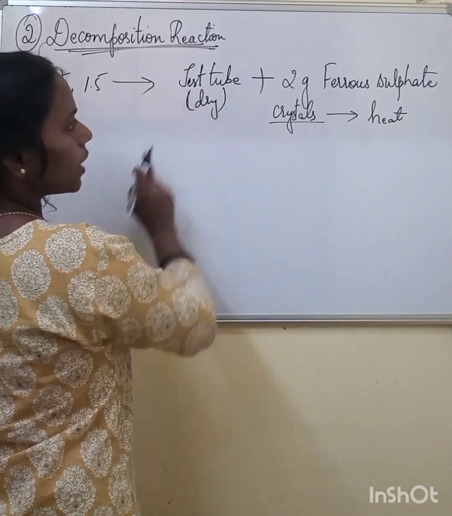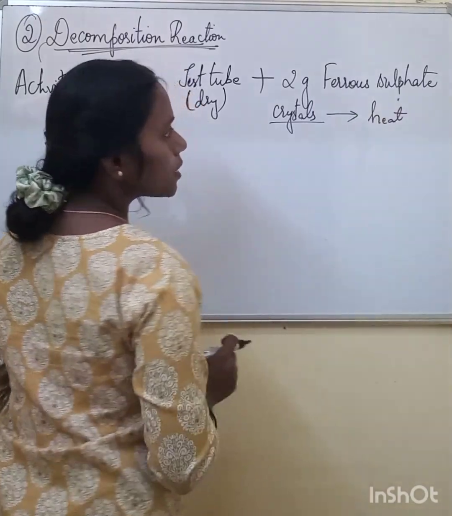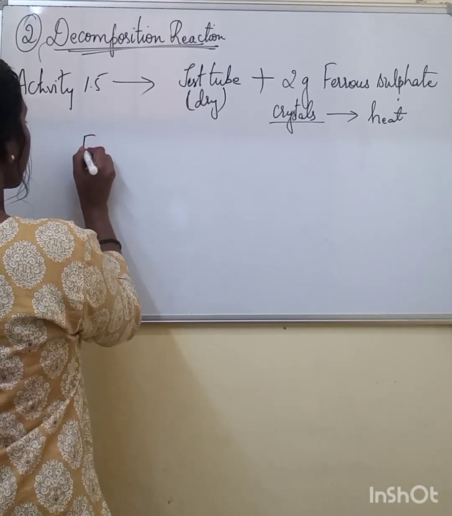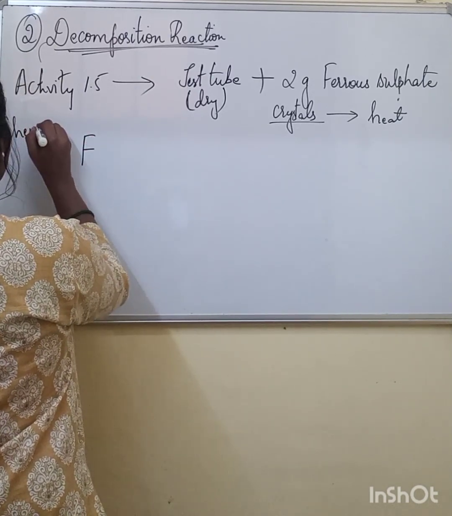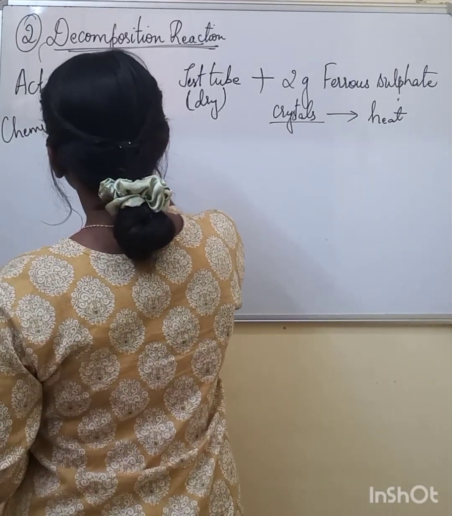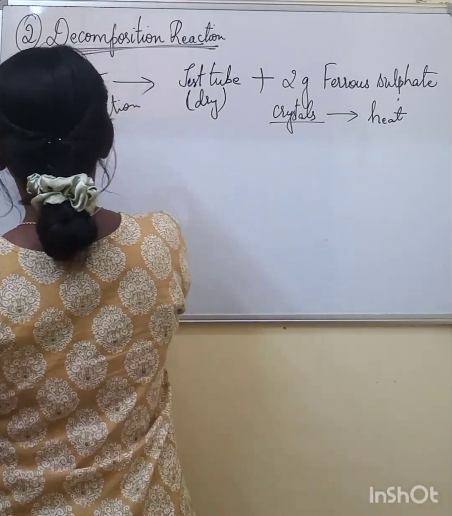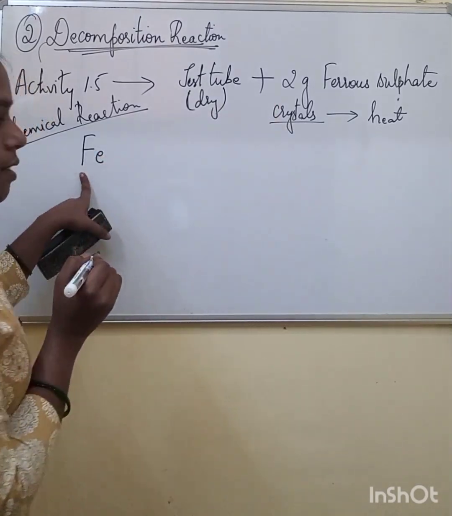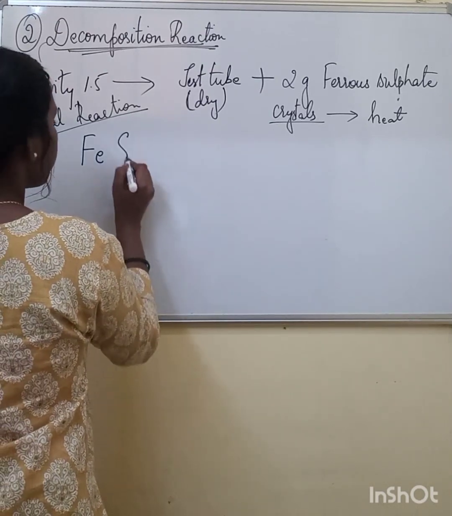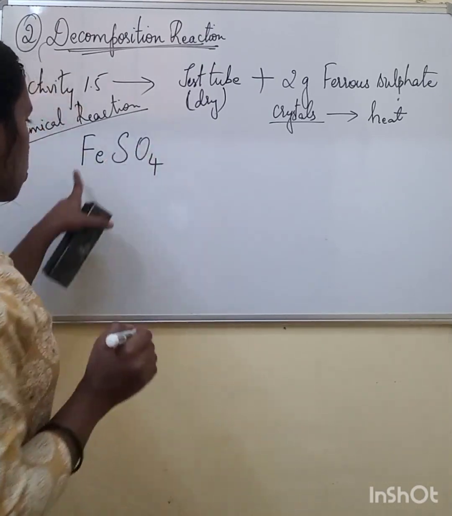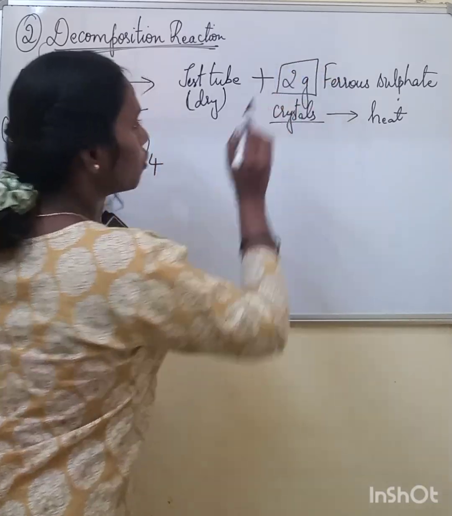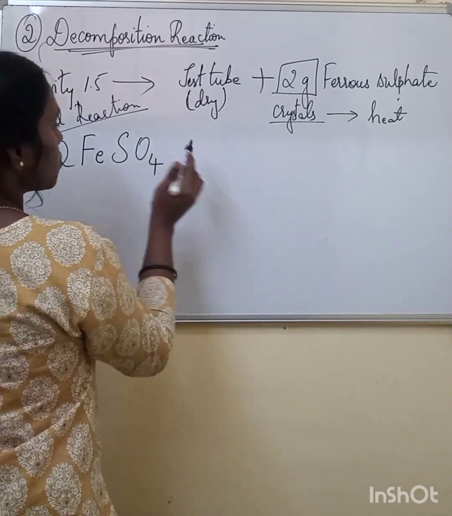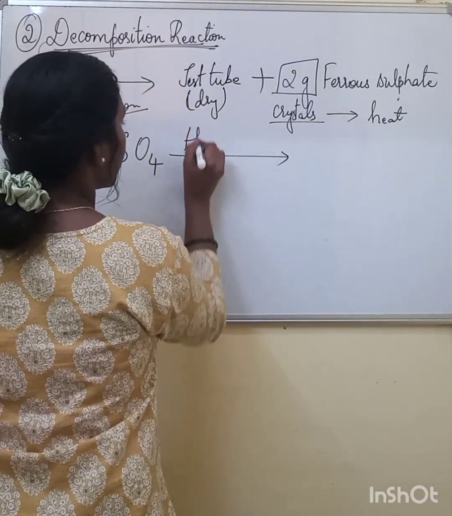So they are saying first take the dry test tube. For that you are adding ferrous sulfate crystals. So now let us see what is the chemical reaction for this experiment. Ferrous sulfate. Ferrous is Fe, it is iron. So Fe, sulfate SO4, FeSO4. How much they have added? 2 grams. So we will write 2 FeSO4 is taken in a dry test tube and it is heated. Correct?